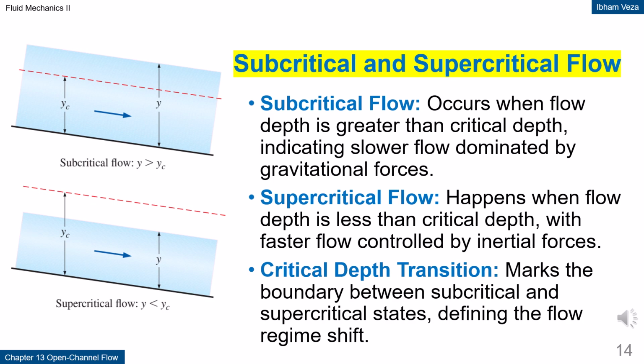Subcritical and supercritical flow. Subcritical flow occurs when the flow depth is greater than the critical depth and the velocity is relatively low. In this condition, gravitational effects dominate over inertia. In contrast, supercritical flow has a depth smaller than the critical depth and a higher velocity. In this case, inertia dominates over gravity. The transition between these two conditions marks a very important change in the flow regime in hydraulic analysis.